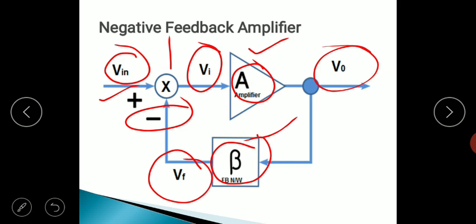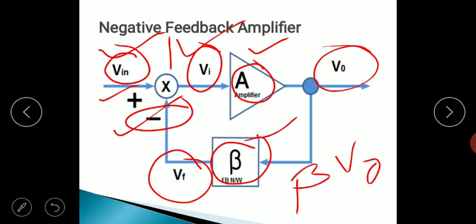Since we have given this feedback signal Vf in phase opposition with the input signal Vin, the effective input applied to the amplifier, Vi, will be Vin minus Vf, and as I said, Vf here will be beta times V0, where beta is the fraction of the output given back to the input. So always the value of beta will be less than or equal to 1. When beta is 1, the entire output will be given back to the input. So beta will usually be less than 1, so that a fraction of the output is given back to the input.